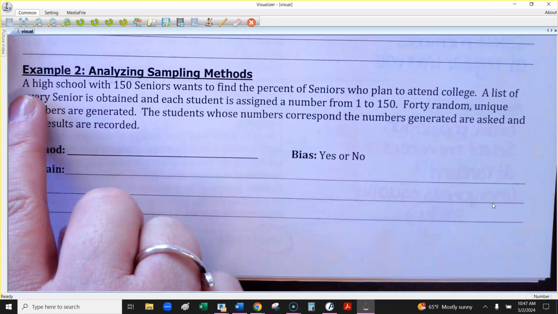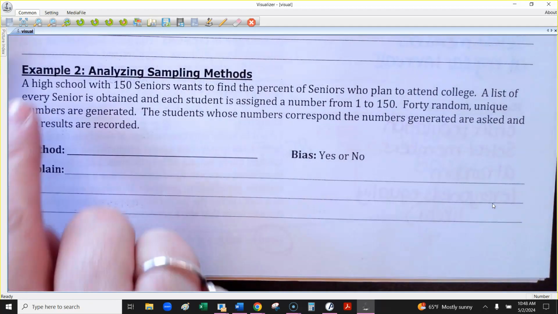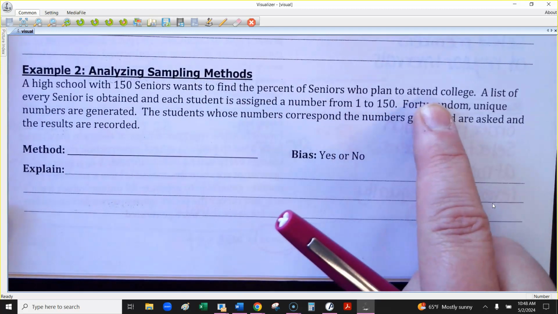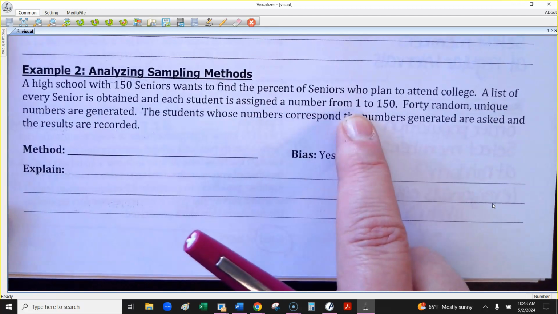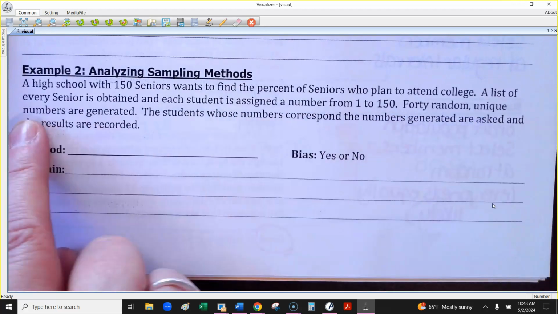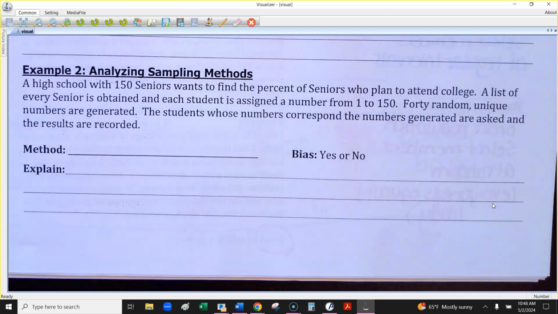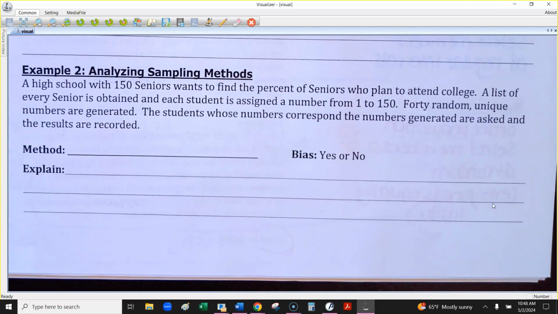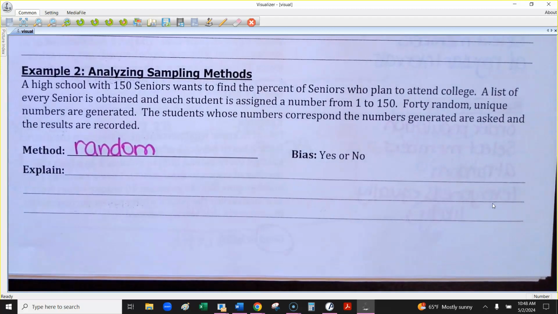This one is a separate example, so it has nothing to do with the tax for the parks. A high school with 150 seniors wants to find the percent of seniors who plan to attend college. A list of every senior is obtained and each student is assigned a number from 1 to 150. 40 random unique numbers are generated. The students whose numbers correspond to the numbers generated are asked and their results are recorded. So this is random, because it doesn't say every fifth person or something like that. It just says everybody gets assigned a number and we randomly find these numbers.